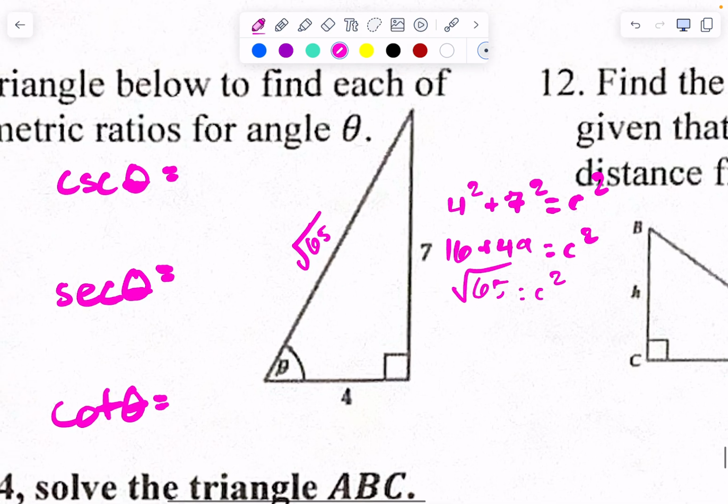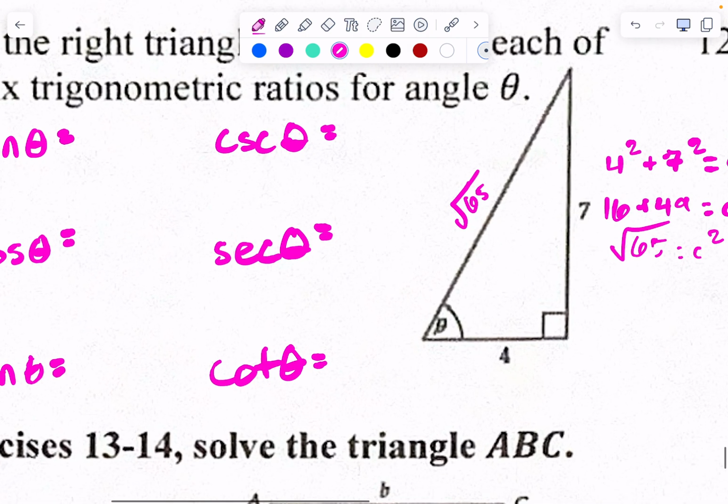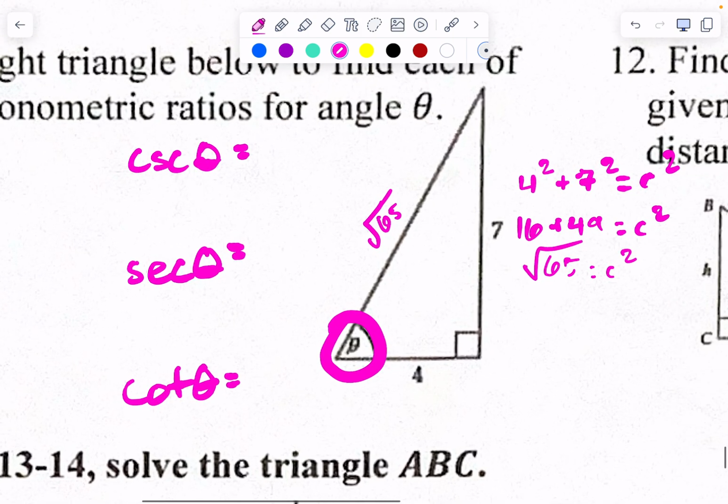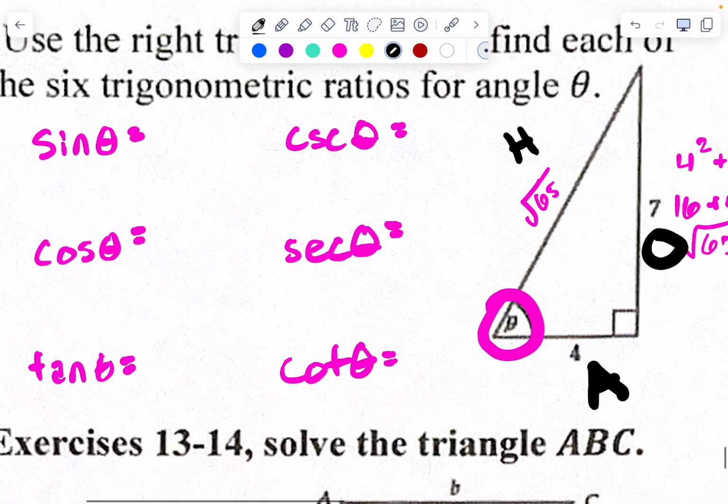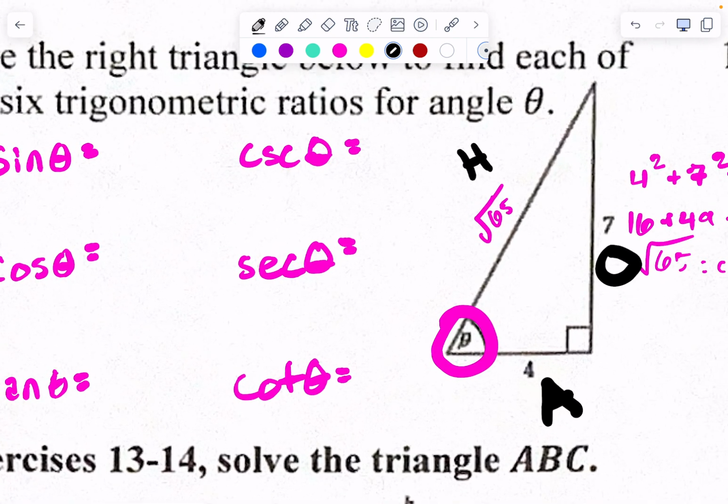Now, be careful. We're doing this angle at the bottom here. 7 is which side? Opposite. What's 4? Adjacent. The hypotenuse is the square root of 65. Okay, so sine is SOH. So 7 over the square root of 65, but you need to rationalize. 7 square root of 65 over 65, yeah?